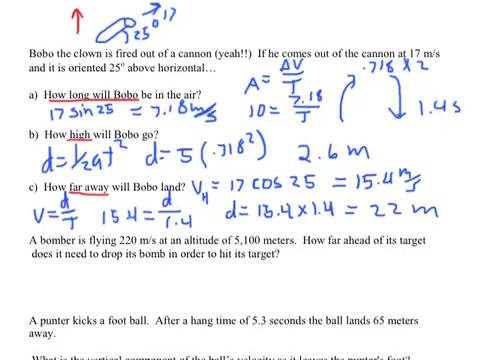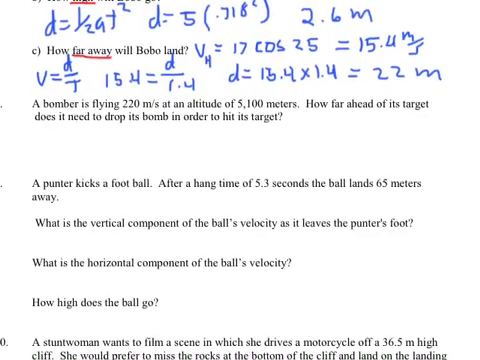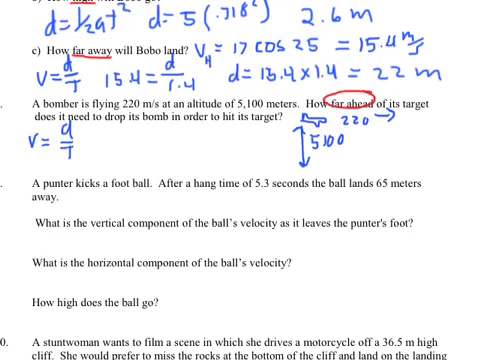Let's move this on up. I have a bomber. That's an airplane, in case you don't know. Here it is. It's flying at 220 meters per second, horizontally, we will assume. The altitude of said airplane is 5,100 meters. And the question is, how far ahead of its target? That's going to be a horizontal distance I'm looking for. So to solve that problem, I'm going to say v equals d over t. I bet you Mr. Sampson didn't give you the t. That seems to be his modus operandi.